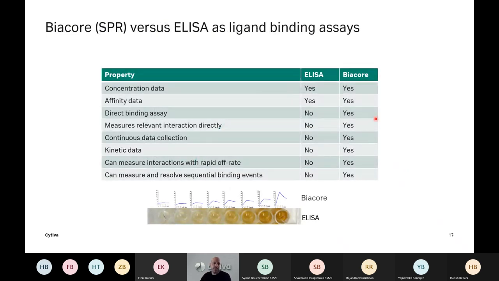Yes, as a brief comparison between Biacore versus ELISA as ligand binding assays, it is to present the benefits of monitoring the interactions in real time, since, for example, with Biacore we can get to know much information that we cannot get to know with ELISA. Like we can get kinetic data, we can measure interactions with rapid rates, as I have mentioned. We can measure and resolve sequential binding events, so formation of complexes, protein complexes. It is a direct binding assay as well, since we don't need to work with a secondary antibody in this case in Biacore. We can just measure the direct molecular binding directly.